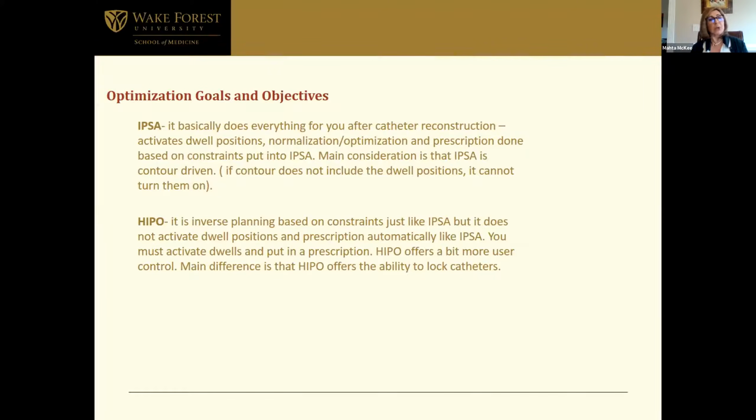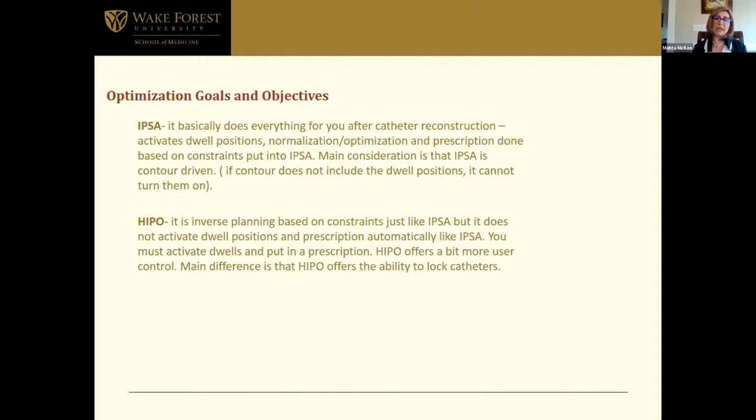Optimization: there are multiple ways of optimization. There's no right way or wrong way to do volumetric optimization. Two of the very common optimization softwares that are available for the Elekta units are IPSA and HIPO. IPSA stands for Inverse Planning Simulated Annealing. What it does is that the user would define where you want the catheters to be put in. Once the catheters are put in and you run IPSA based on the constraints you have given it, IPSA is able to put in the dwell positions, normalize, optimize, and prescribe at the same time.